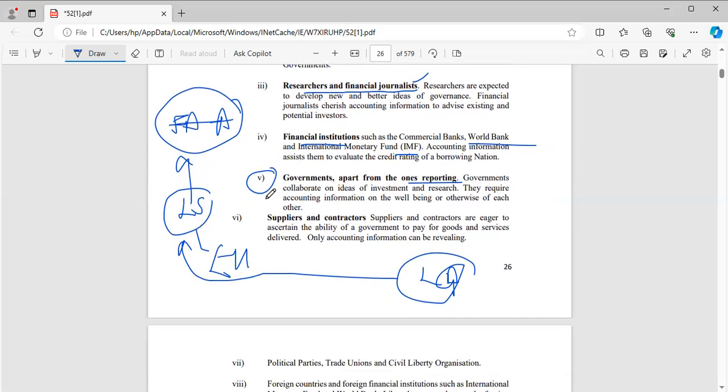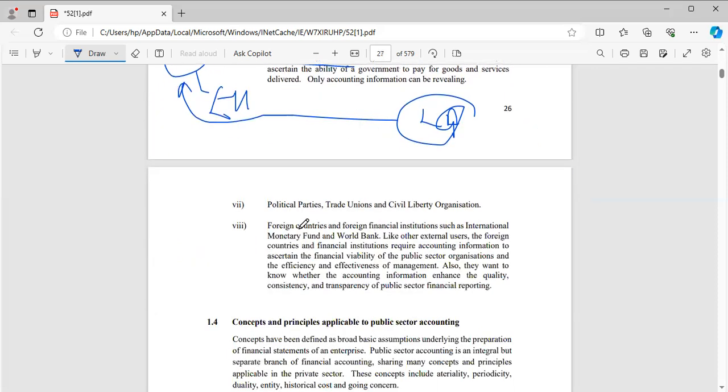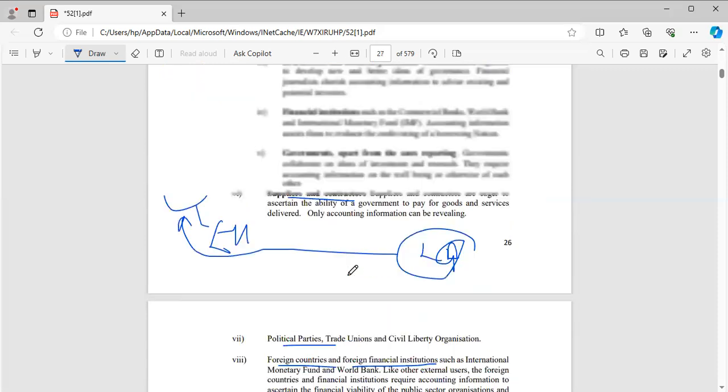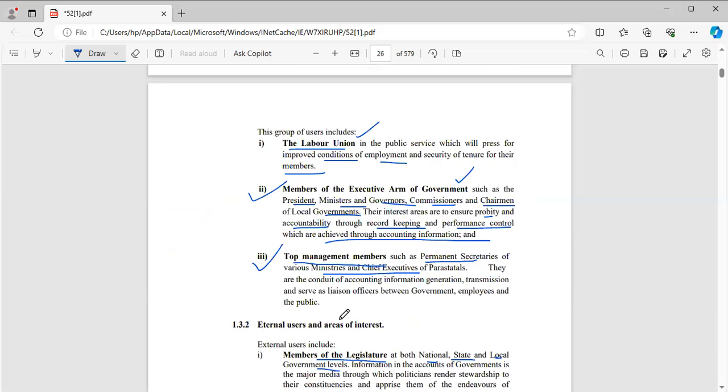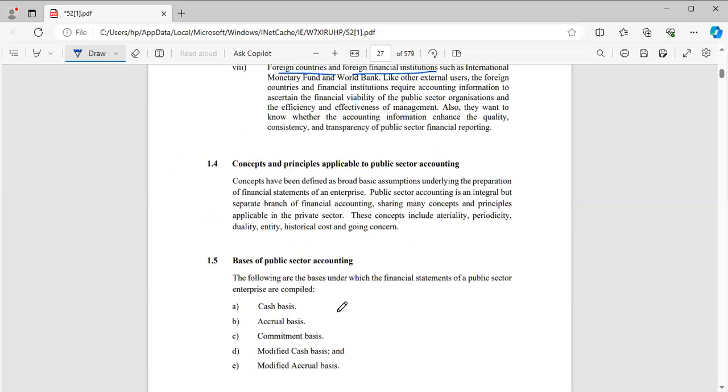So we have suppliers and contractors, political parties, foreign countries and foreign financial institutions. They are all external users. Please ensure that you have this in mind. You can expect a question like this in your exam.